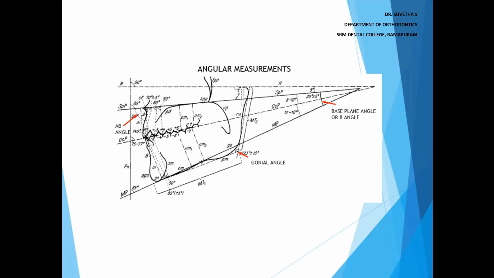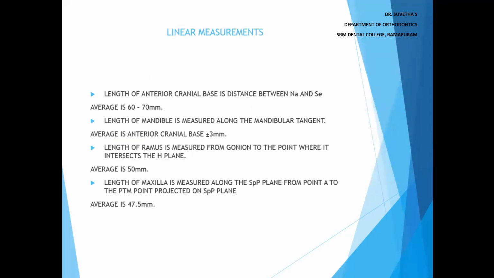Next is the AB angle. AB angle is the angle that is formed by extending the AB line onto the SPP plane. So the maxillomandibular plane angle is the angle that is formed at the intersection of the AB line. So the average angle of the upper incisors, like I mentioned previously, is around 70 degrees plus or minus 5 degrees. The average inclination of the lower incisors is around 90 degrees plus or minus 3 degrees. The interincisal angle will fall under 140 degrees.